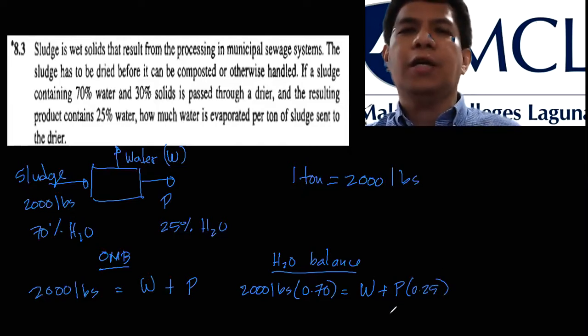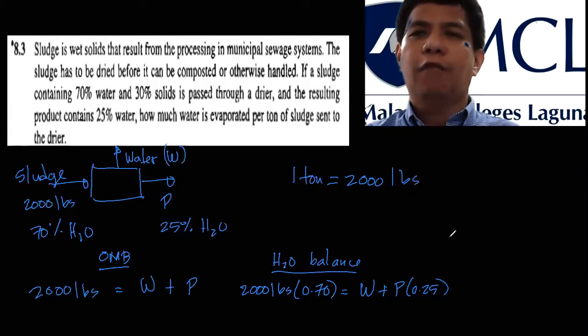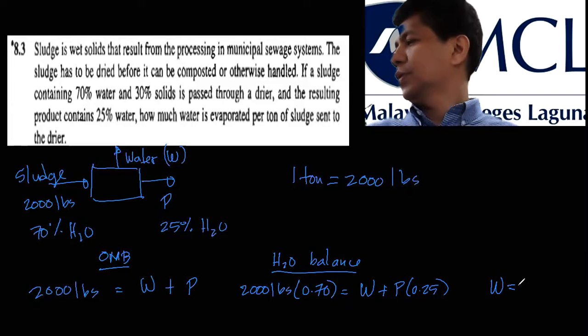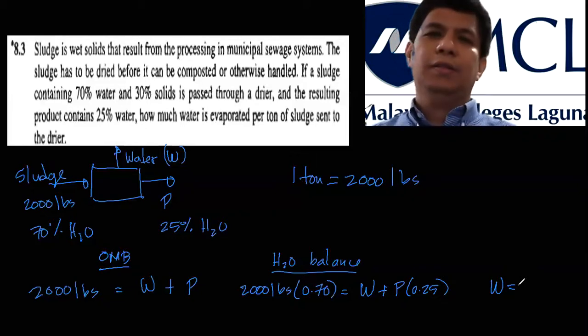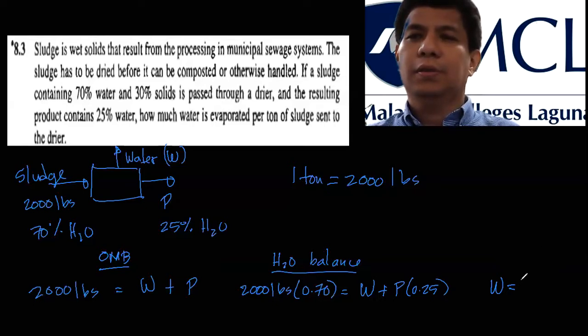So if we're going to use the calculator in order to find W, what do you get? 1 and 1, and then 2,000, and then 1 and 0.25, and 2,000 times 0.7. We're supposed to get 1,200 pounds. Ano? So this will be 1,200 pounds.